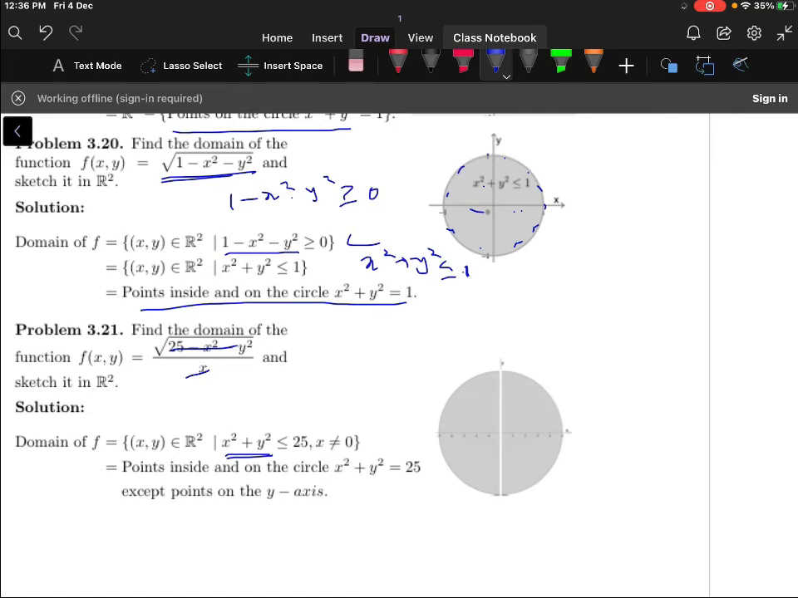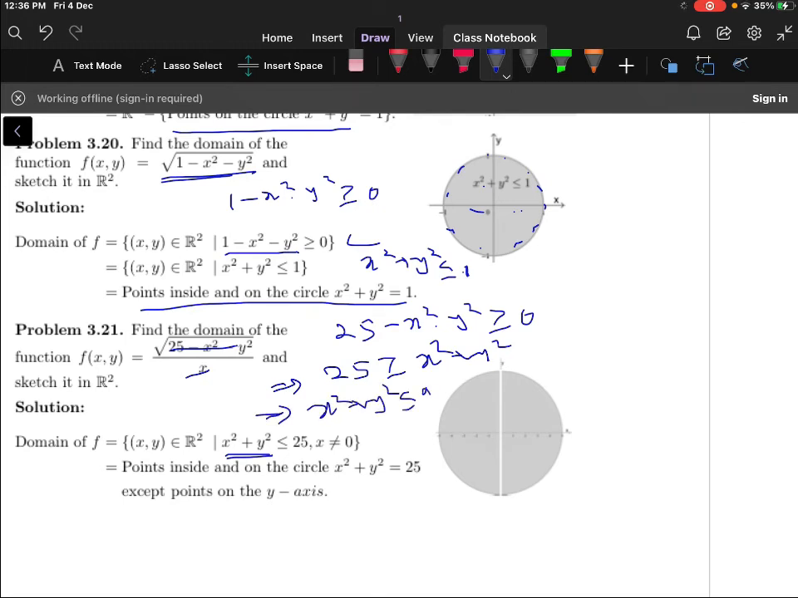It means this is positive: 25 − x² − y² ≥ 0. This implies we can write 25 ≥ x² + y², otherwise x² + y² ≤ 25. The function is defined when x² + y² ≤ 25 and x is not equal to 0. Such points you should take as the domain of the function f.